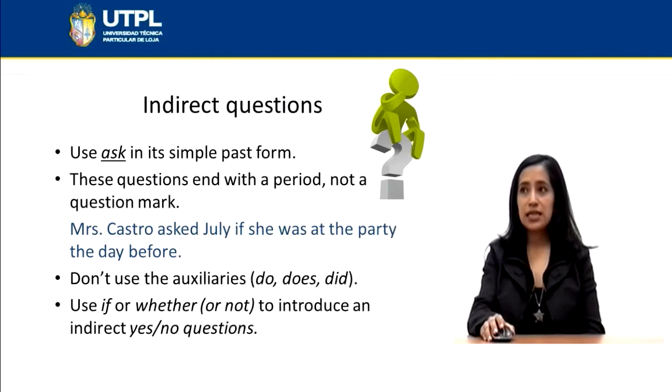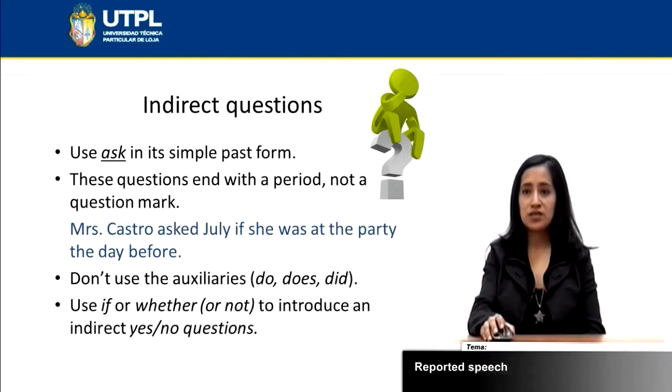When we are reporting indirect questions, we need to use the verb ask in its simple past form. These questions end with a period, not with a question mark. For example, Mr. Castro asked Julie if she was at the party the day before. Here, in indirect questions, you don't use the auxiliaries do, does, or did. You need to omit them. Also, you are going to use if or whether to introduce an indirect yes-no question.